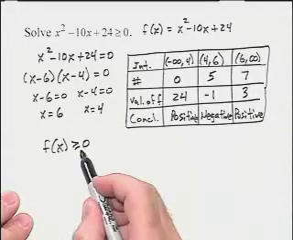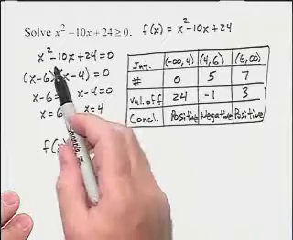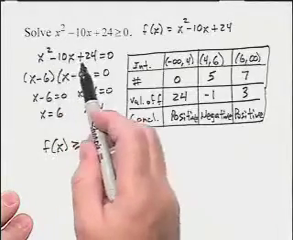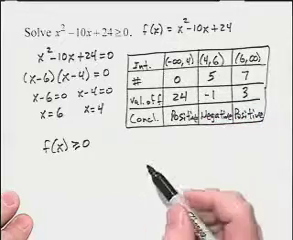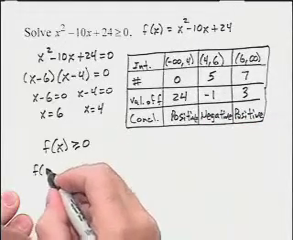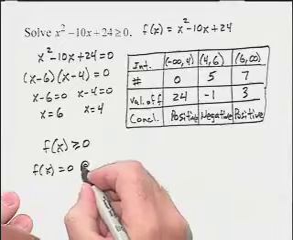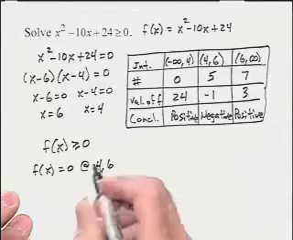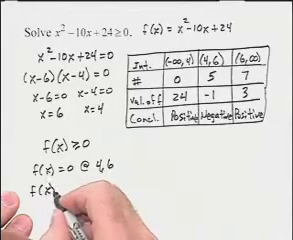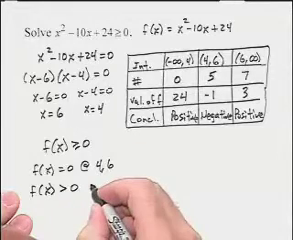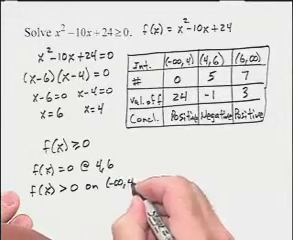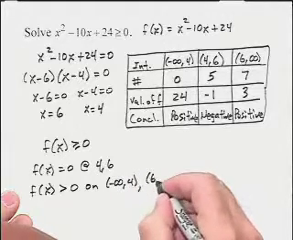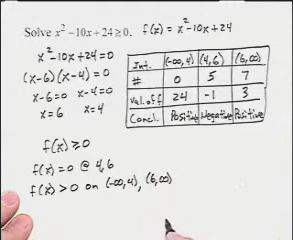We also need to know where the function is equal to 0. We actually solved that when we set f of x equal to 0 to find our breaking points for the real number line. So we can say that f of x is equal to 0 at 4 and 6. f of x is greater than 0 on the interval negative infinity to 4 and the interval 6 to infinity.